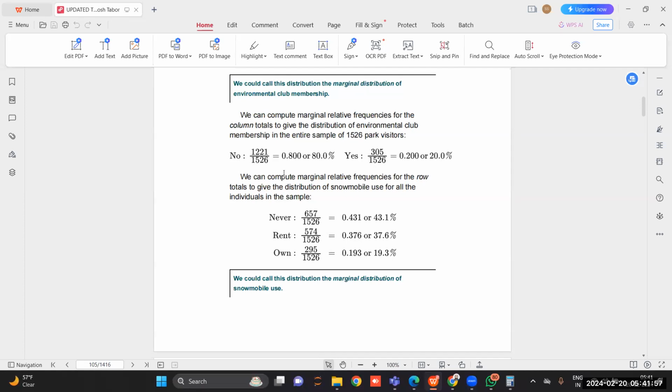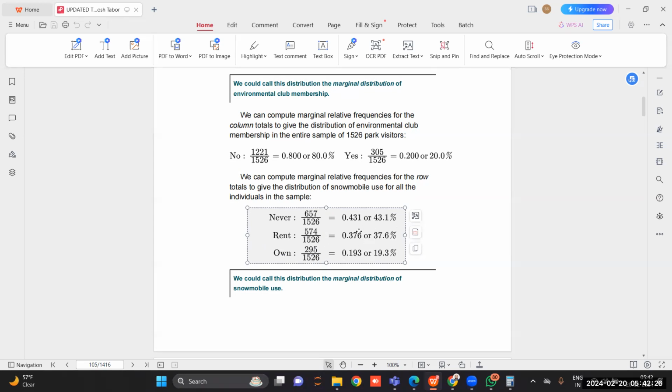Okay. So see here, this is the row wise marginal probability. This is the column wise, and this is the row wise marginal probability. Have you understood what he has done? Level row has a total number of 657. And what total number of customers do we have? 1526. So it came to be 43.1%.